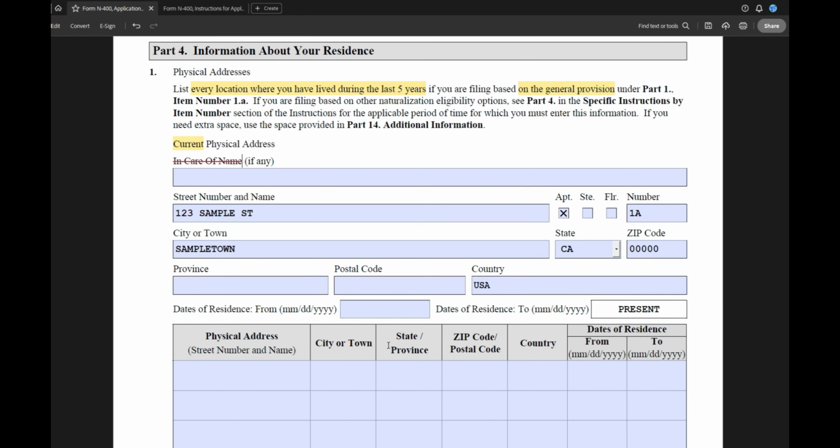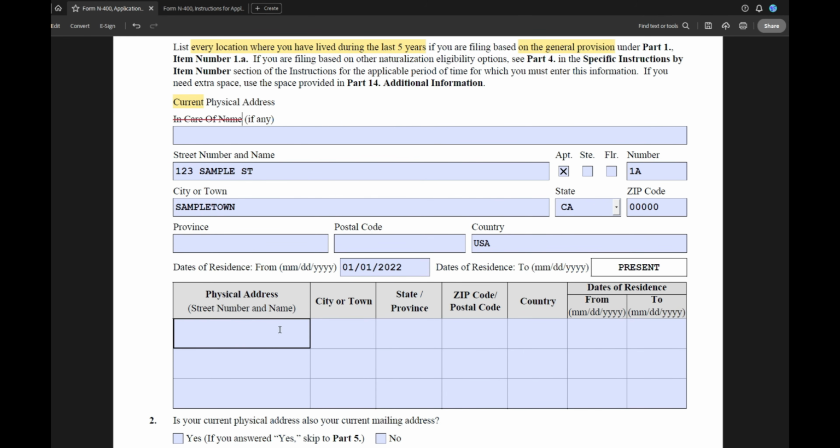And here you will need to provide your dates of residence where you have lived at this current physical address. Then we will need to fill out the additional addresses where else you have lived. You do not have to repeat the same address that you listed above, only the addresses that you have not yet mentioned where you have lived before this date.